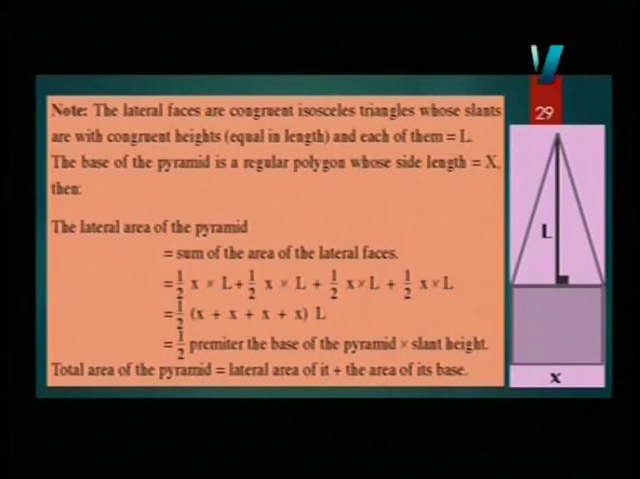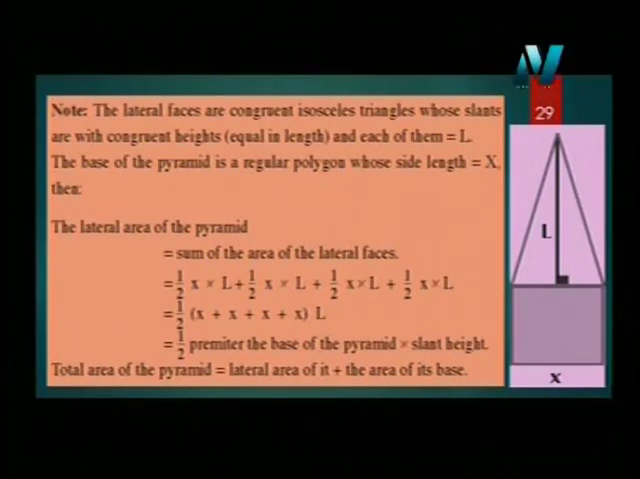So the total area of the pyramid equals the lateral area plus the area of the base. Concentrate carefully. We have here the lateral area of any pyramid equals half perimeter, not area, half perimeter of the base multiplied by the slant height.